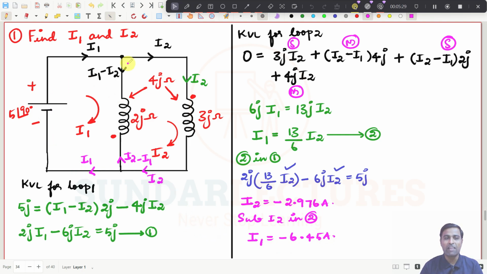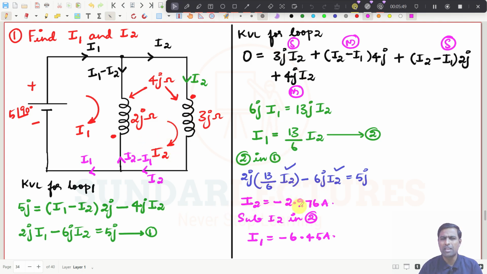See, try to understand. If you write the KVL expression for both loops, it will be very easy. It is like a circuits problem. But anyhow, you have to understand the procedure of writing the KVL expressions if you have dot convention coils, right? So this is how.